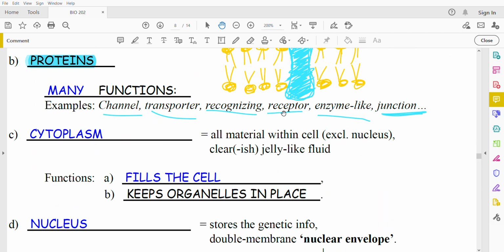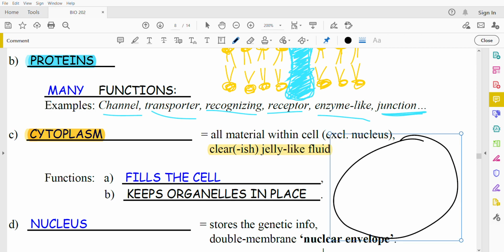Then the third cell part that we want to discuss is going to be our cytoplasm. So cytoplasm is all other material inside the cell. So kind of this clear or clearish jelly-like fluid that fills the cell. So if you have the cell that we drew earlier on, we had the cell membrane, we had a nucleus, and then we have a bunch of organelles there.